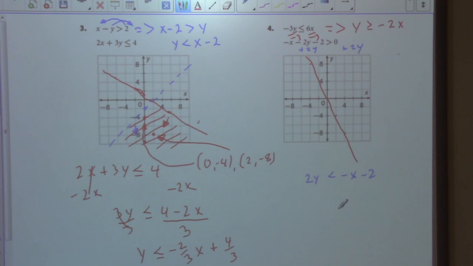Thank you, Jade. Oh, wait, no, not done. And then you divide the negative 2 on both sides. Then it would be y equals negative 1/2 x minus 1.